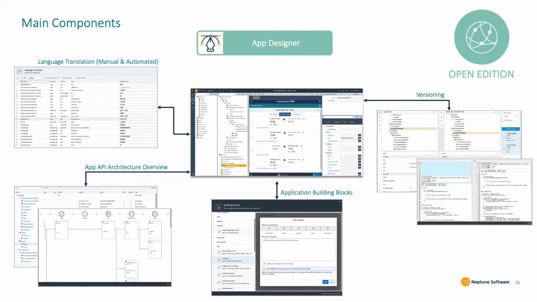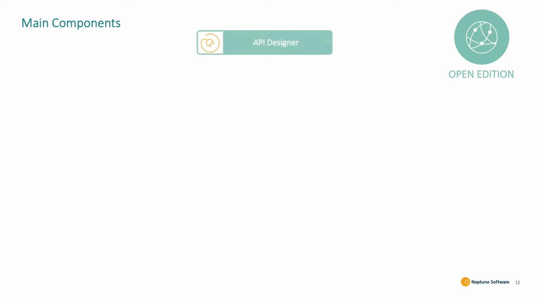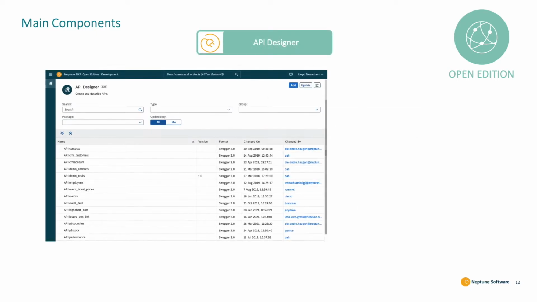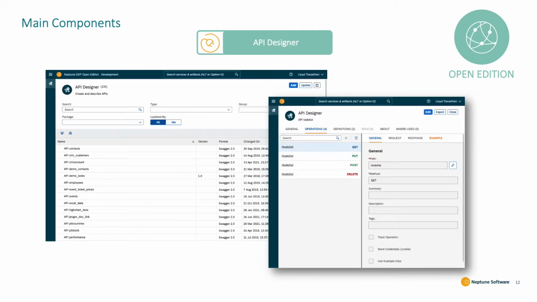The API Designer in the Open Edition provides a graphical user interface for creation and configuration of reusable API definitions. API operations can be created manually or by importing a file from another Open Edition or a Swagger 2.0 file. Alongside this, there is automatic generation of APIs for tables within the platform.